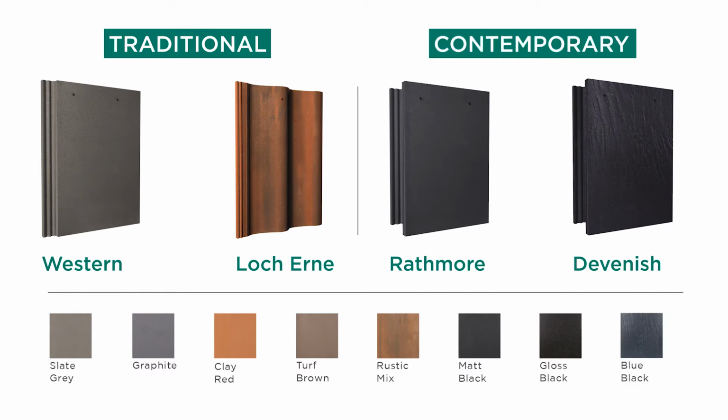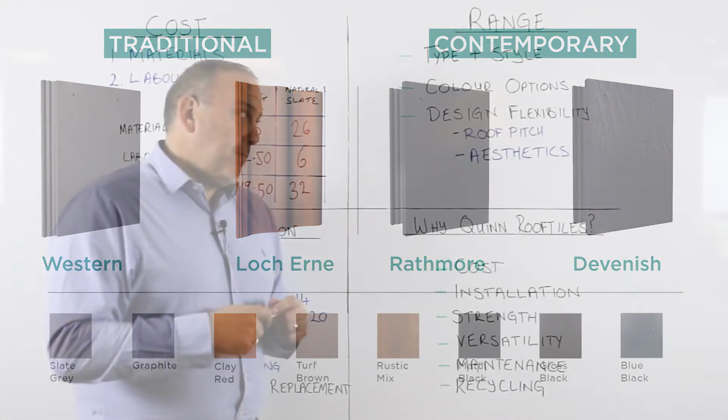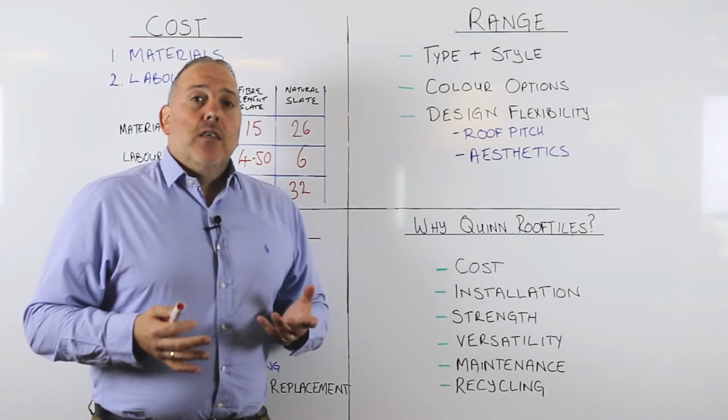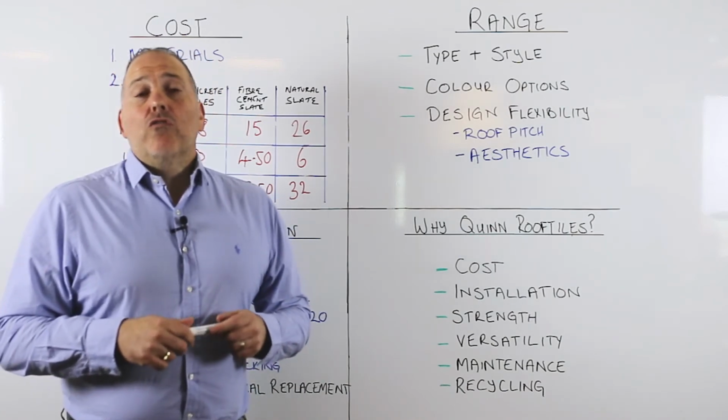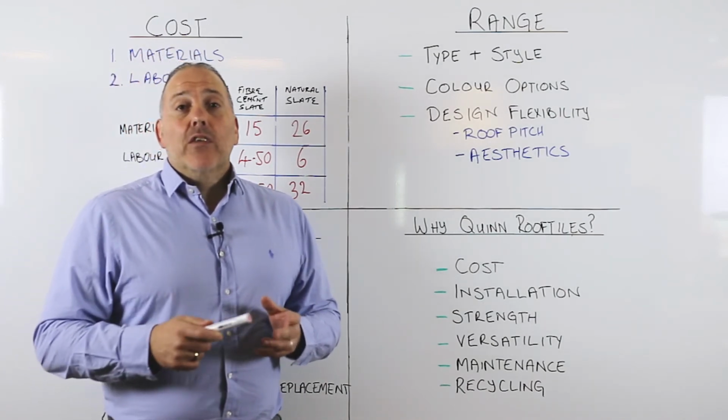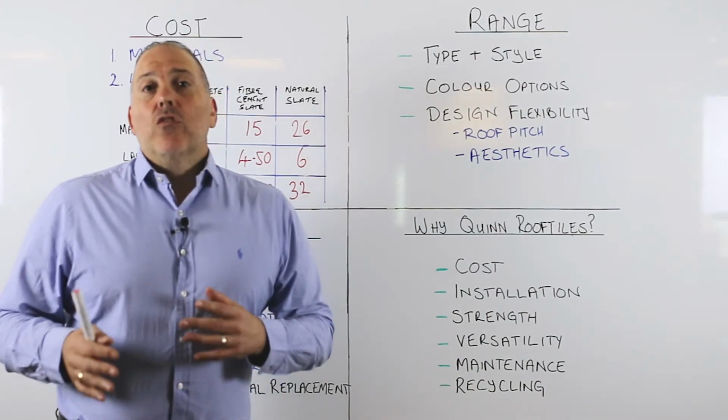Our contemporary profiles include the Rapmore and Devonish tiles. Both have a modern slate look with a thin leading edge. The Rapmore tile has a smooth finish, whereas the Devonish has a textured finish. All of our tiles are available in a suitable range of colours, as you can see on screen, including greys, reds, browns and black coated finishes. Many local authorities have preferences to colours and styles in their area. This range of style and colour caters for all their needs.